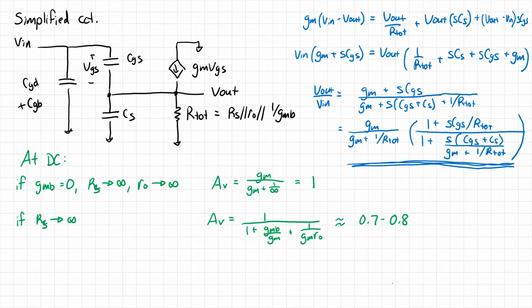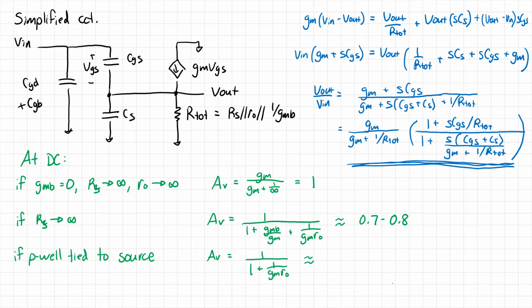Okay. Now let's assume that the P well is tied to the source. So in other words, if we don't have the GMB term there, then we say that the DC gain is equal to 1 over 1 plus 1 over the intrinsic gain of the transistor, which is GMRO.